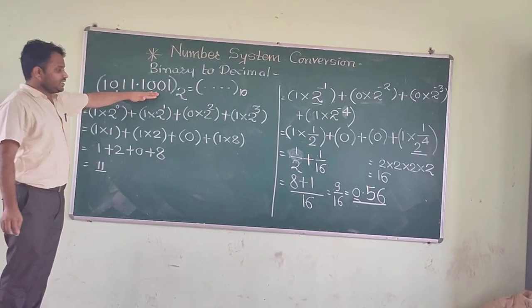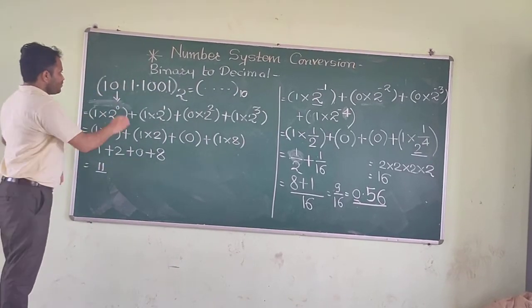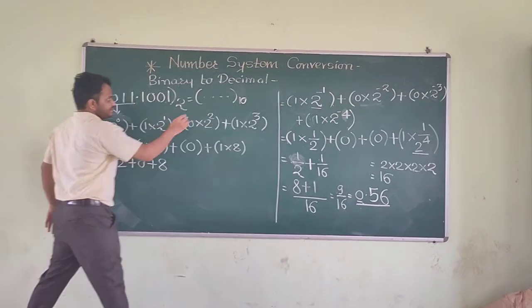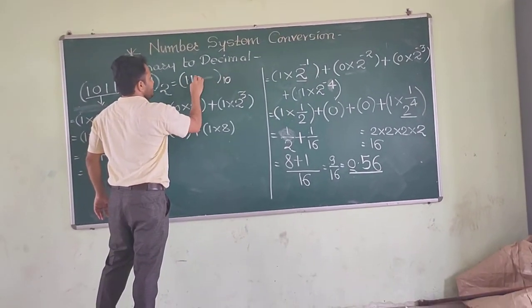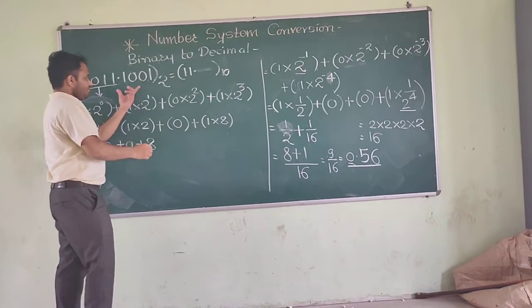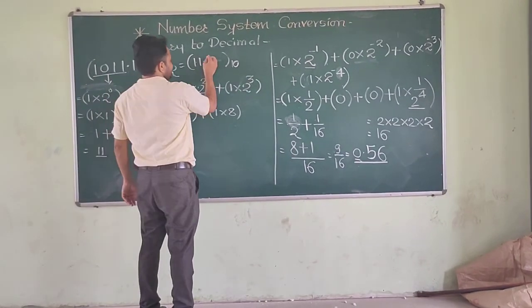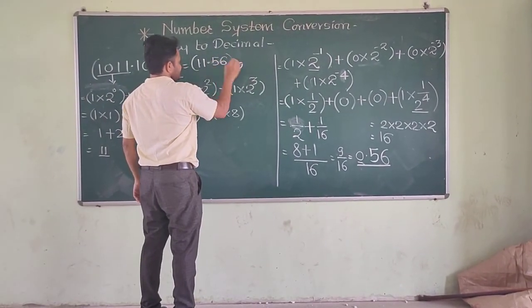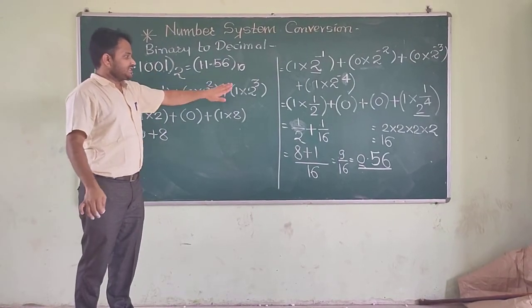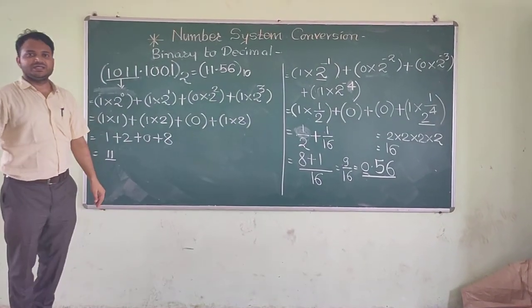So now we need to write the combined answer for this. So for this part the answer is 11. So I will write here 11 point, right, and for this 0.56, that is 56. So this is the answer for this question. I hope you will get it. Thank you.